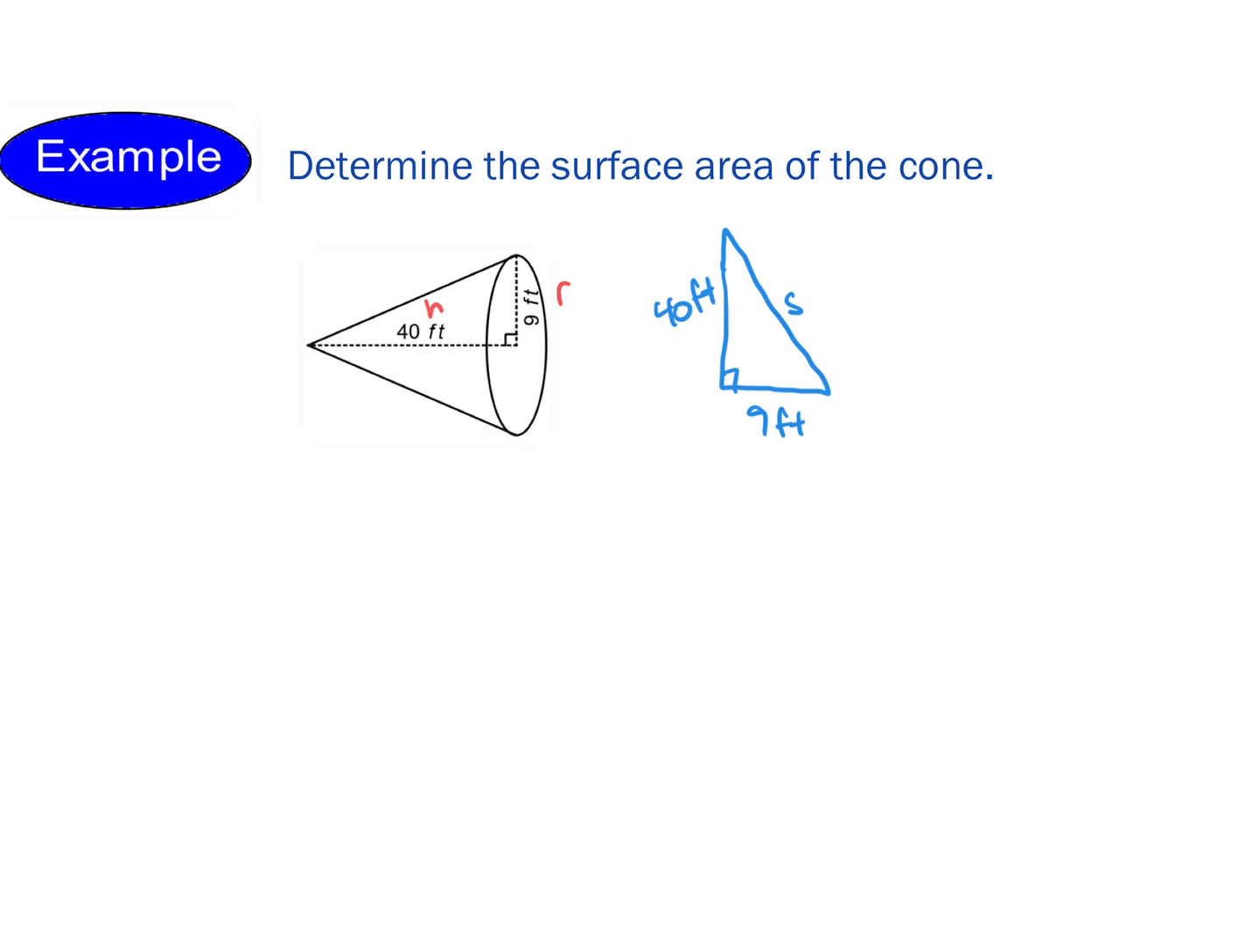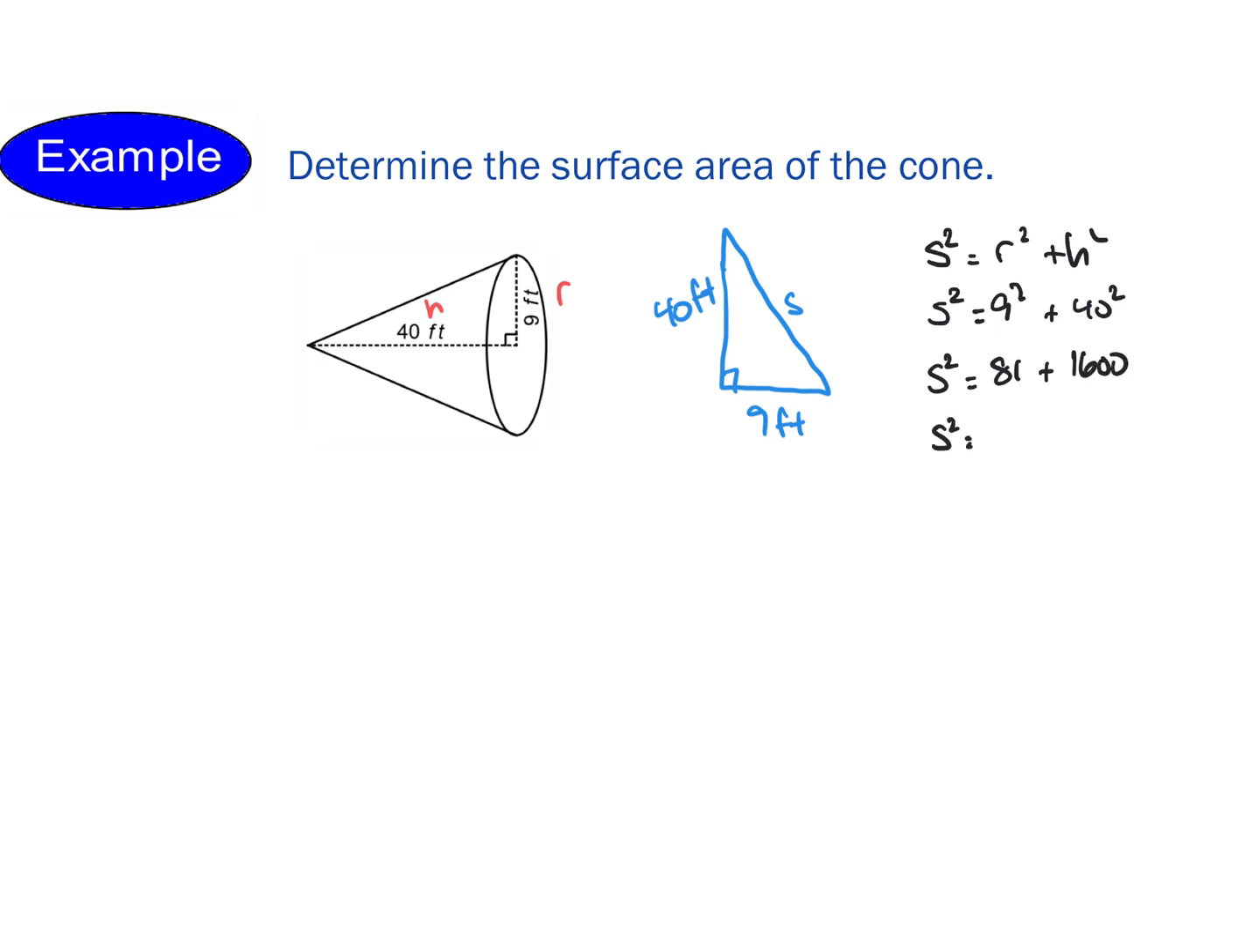So from our little blurb on the last page, we know that S squared equals R squared plus H squared. R is 9, so that's 9 squared. H is 40, so that's 40 squared. What's 9 squared? $81. Very good. 40 squared is? $1,600. Awesome.